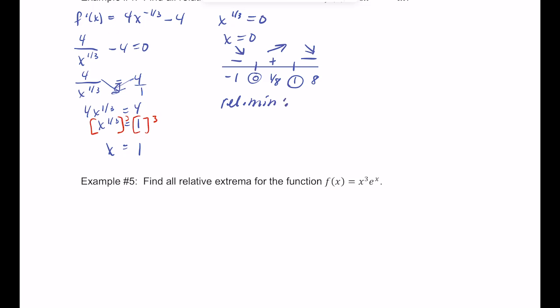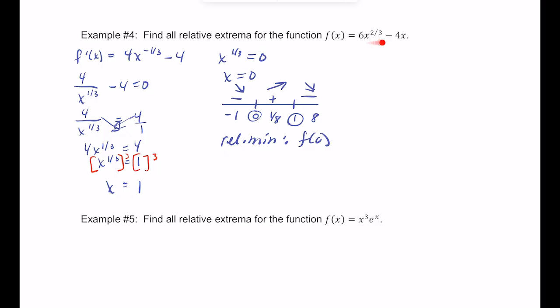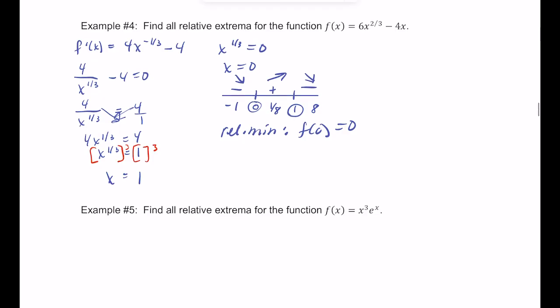So I know that the relative min is going to occur at f of 0. So if I go back to my original function, plug in 0, you get 0. So there's a relative minimum at the origin, 0, 0. And then my function increases and decreases. That's going to give me a relative max.